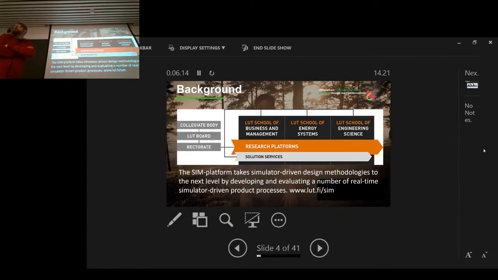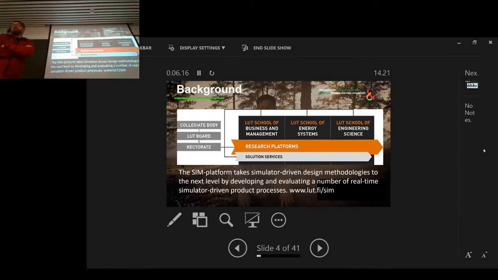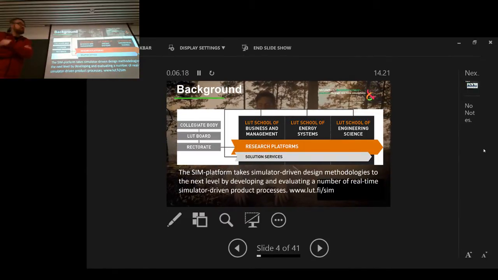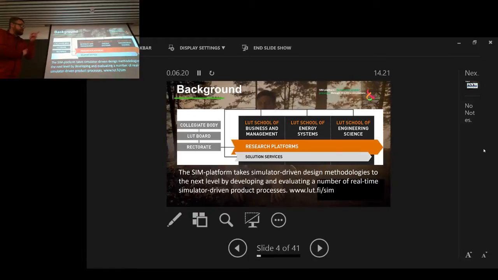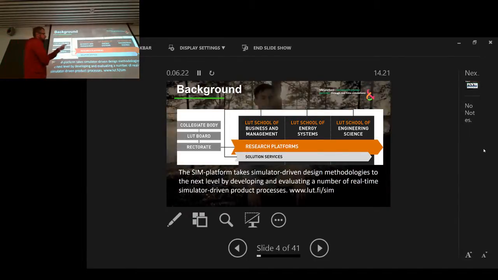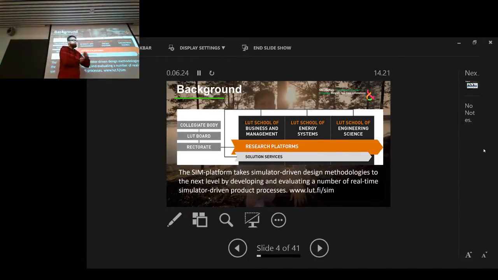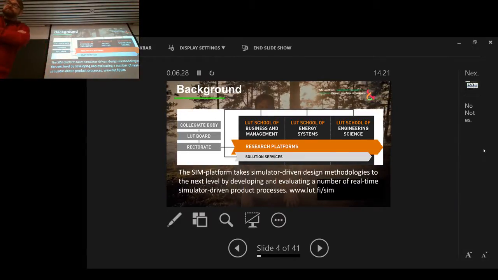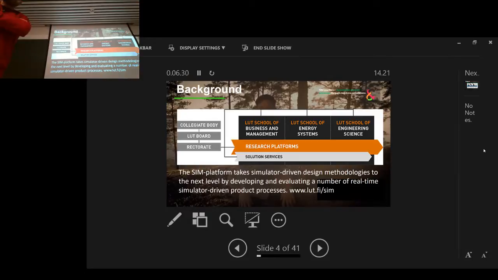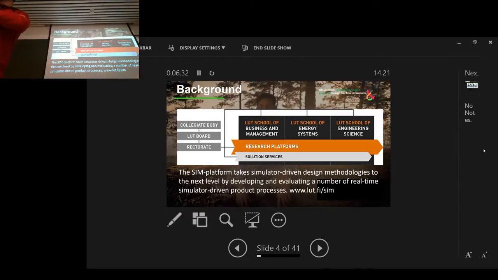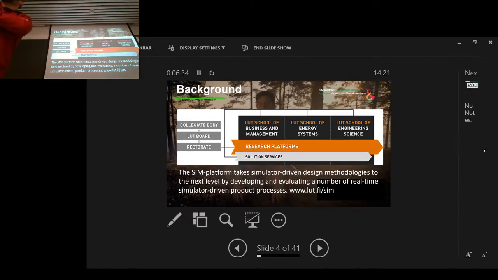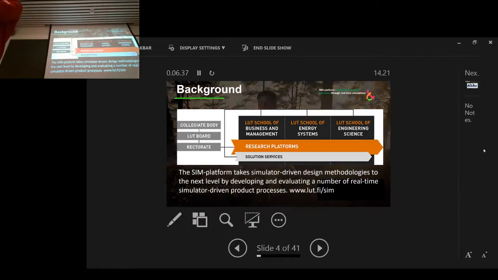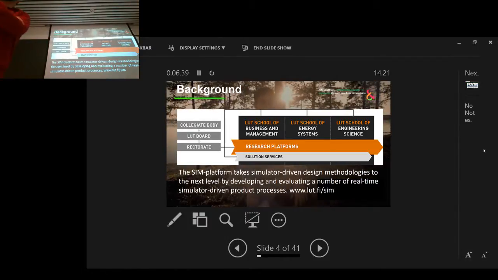We have no teams any longer in business and management, but we have a lot of teams from engineering and science, and I'm the one coming from energy systems, and there are a couple of other teams coming from that school. And it's a concept that is not very common in universities, trying to make people from the business field and people from the technology field cooperate.